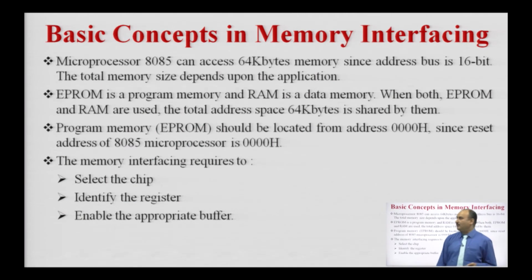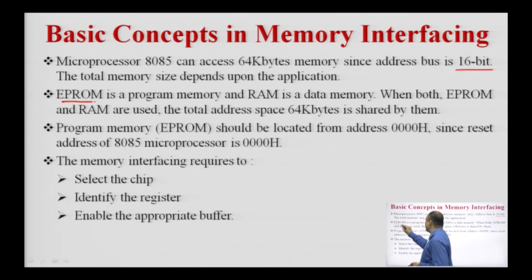Basic concept in memory interfacing: the 8085 microprocessor can access 64 kilobytes of memory, because the address bus of the 8085 microprocessor is 16 bit. So, with the help of this 16 bit address bus, the processor will access 64 kilobytes of memory locations. EPROM is a programmable memory. Remember that EPROM is a programmable memory and RAM is the data memory.